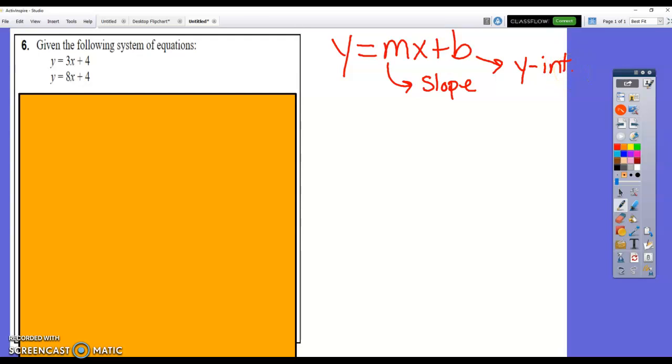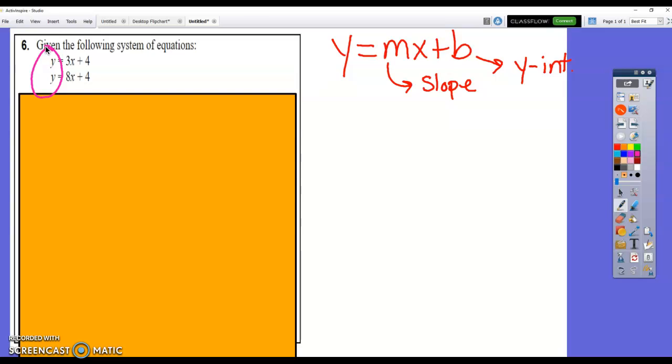Okay, so some algebra stuff here. We have two equations over here. Both of these equations are set equal to y. When they're set equal to y, that means we can set them equal to each other, right? So y equals 3x plus 4, and then y equals 8x plus 4, okay? So in order to get our point of intersection algebraically, we set both of these equal to each other, and we solve for x, and then we figure out what our y is. So basically all we're doing is solving an equation with variables on opposite sides.